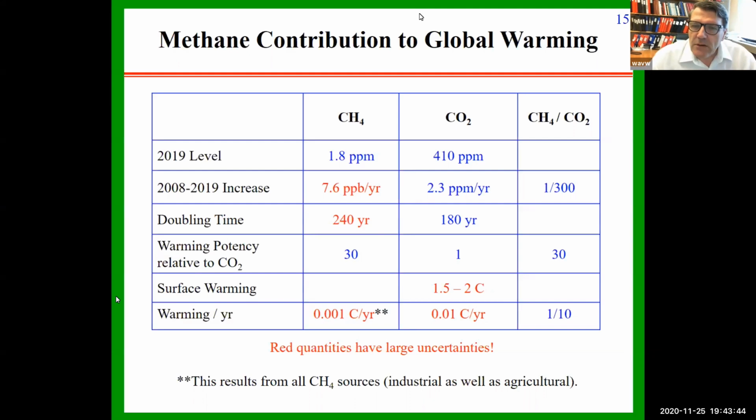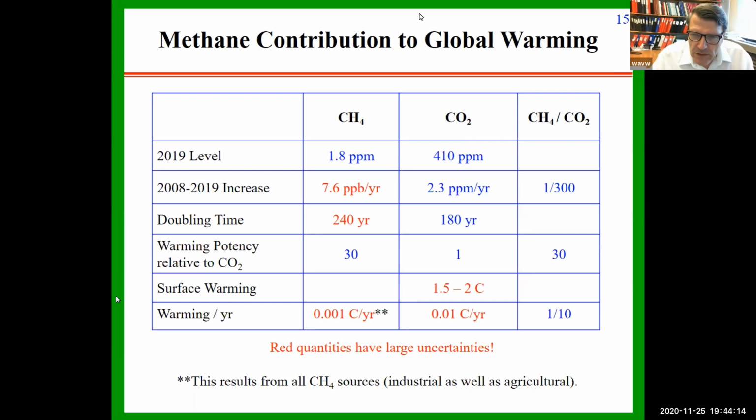Now, next question you can ask, how long does it take to double these greenhouse gases? Well, if I take that 7.6 parts per billion per year, which is very uncertain, so that's why I put it in red, and divide that into the 1.8 parts per million, at present, we see it takes about 240 years to double methane. For CO2, we get about 2 centuries or 180 years.